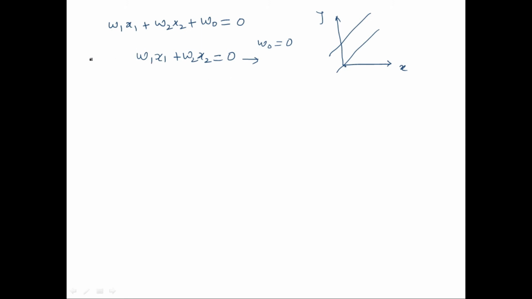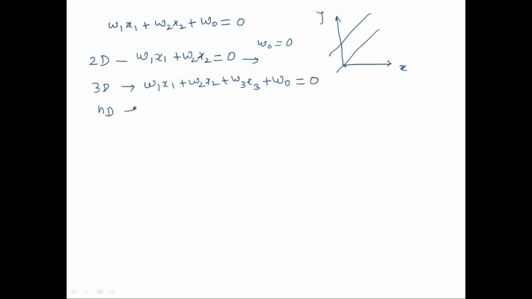Similarly, we can extend this formula to 3D and n dimensions also. In 3D, we have the three axes x, y and z, or we can say x1, x2 and x3. These are the three axes. So this is the equation of a plane in 3D: w1 x1 plus w2 x2 plus w3 x3. This is the equation of the plane when it is passing through the origin, and if it is not passing through the origin, then we will add the intercept term.